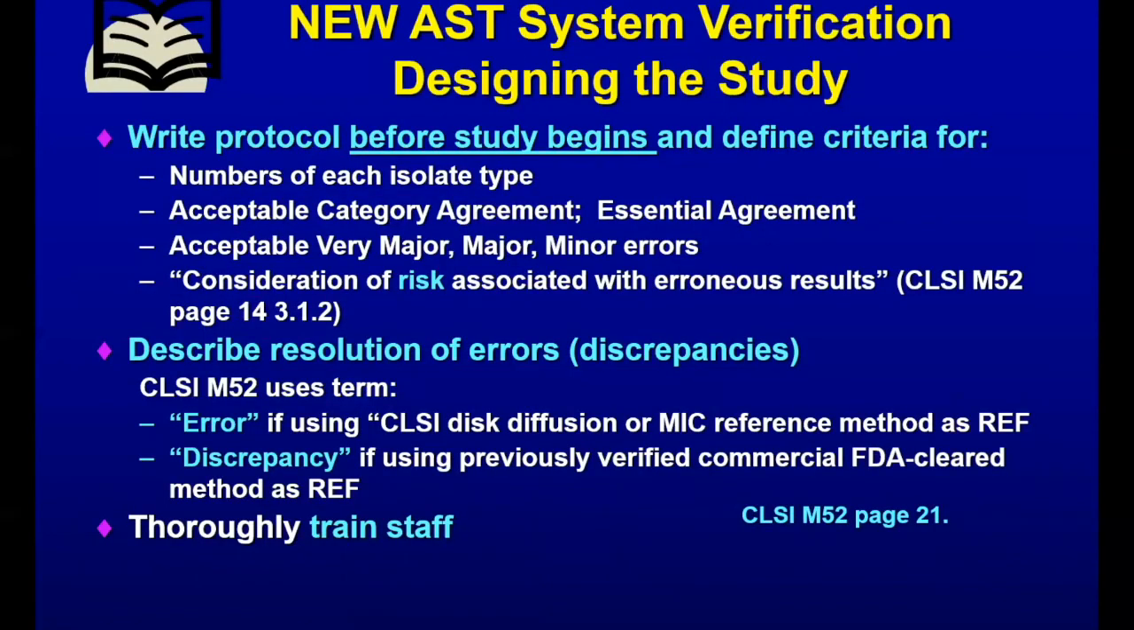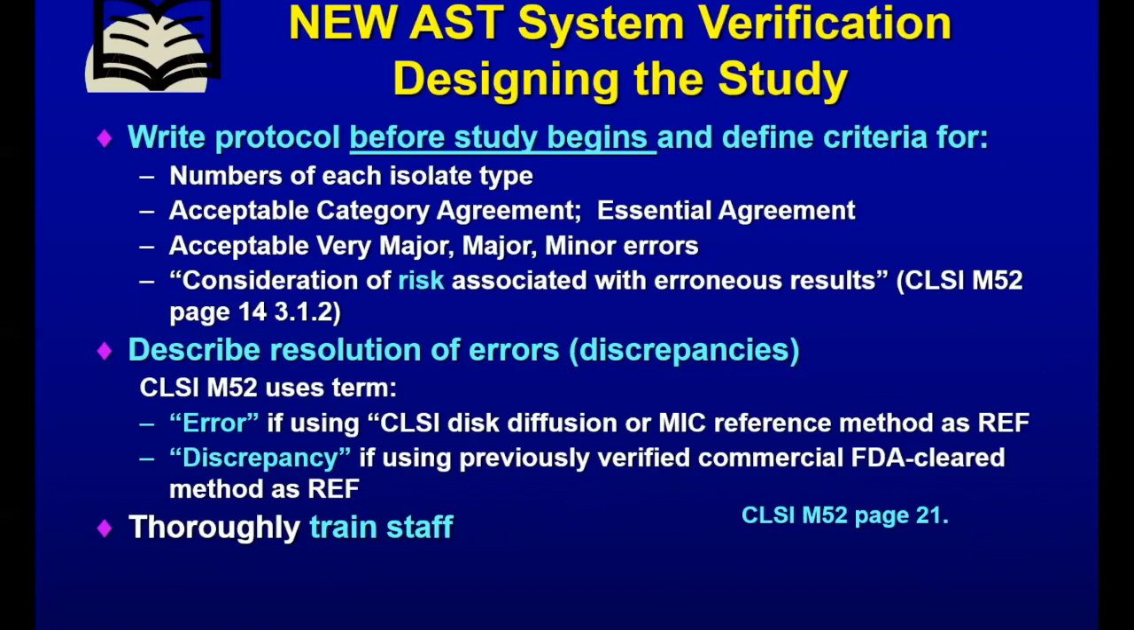Okay, so we're going to talk now about what you want to do to design the verification study. And it's very important for you to write that protocol before you actually begin performing the verification study. We are providing for you as part of this webinar some supplemental information and actually an example of a verification report that you can use as a guideline for structuring your verification report.